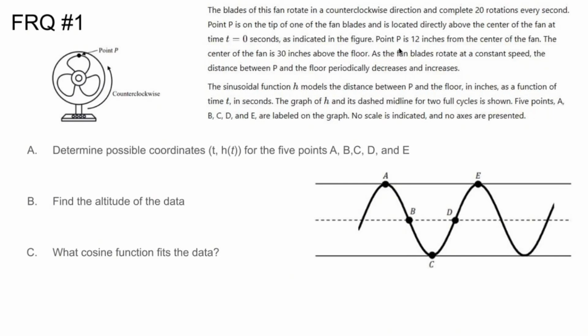Point P is 12 inches from the center of the fan, and the center of the fan is 30 inches above the floor. As the fan blades rotate at a constant speed, the distance between P and the floor periodically decreases and increases, as seen right here.